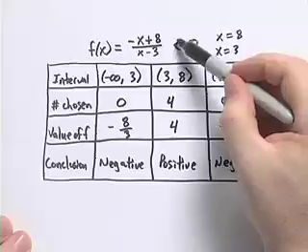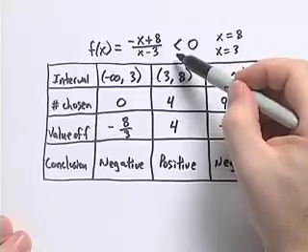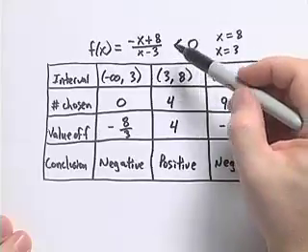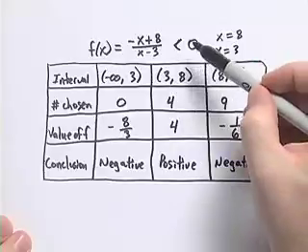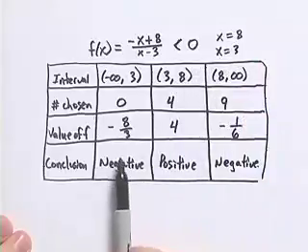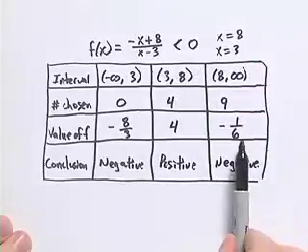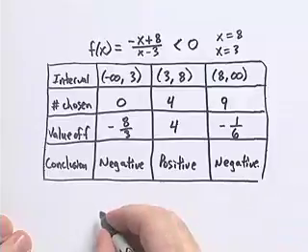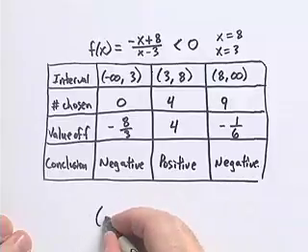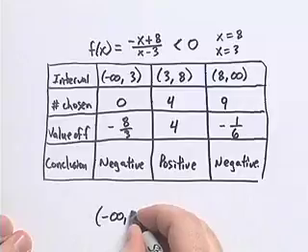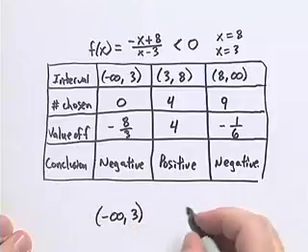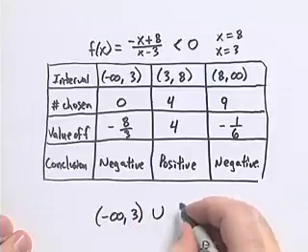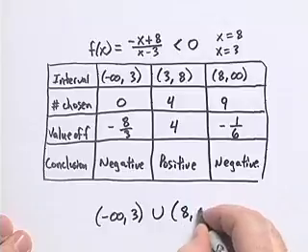We want this function to be negative, and this is a strict inequality, so we're not looking for where it's equal to 0. We want it to be strictly less than 0. So we look at our intervals and see that the function will be negative on the first and third intervals. And so our solution set in interval notation will be negative infinity to 3, use the parenthesis on 3, union 8 to infinity.